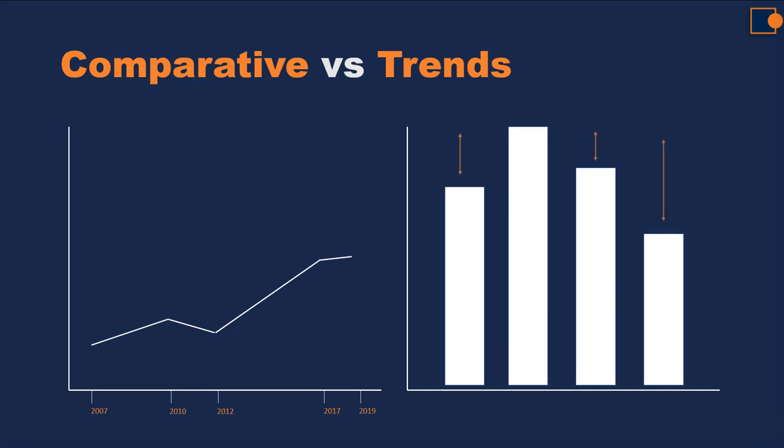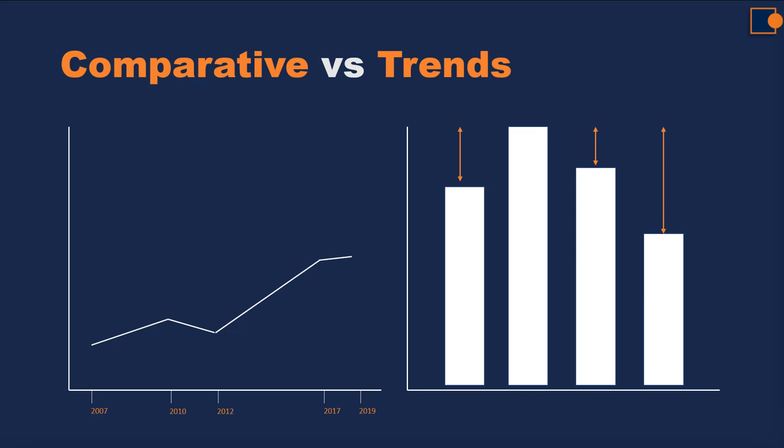In here, there's nothing available about the time. We don't know which years, which dates, or which months these are. The only thing we can see is the bars. Here we can only compare. This is a comparative type of essay.